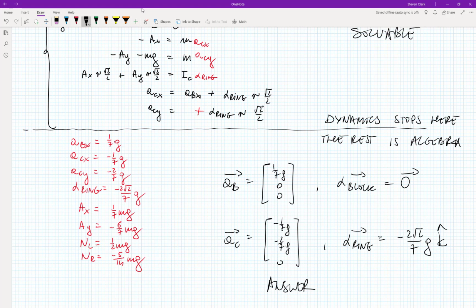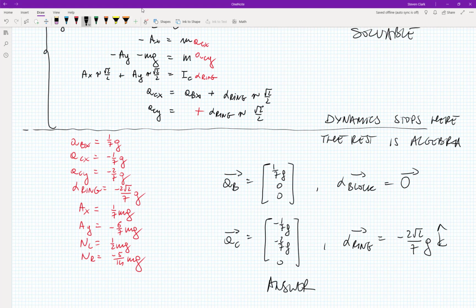FBD and KD for each of the bodies, then equations of motion, then count the number of equations and number of unknowns. You will end up with more unknowns than equations. And then you must find more equations, right? And the dynamics stops there and algebra starts.